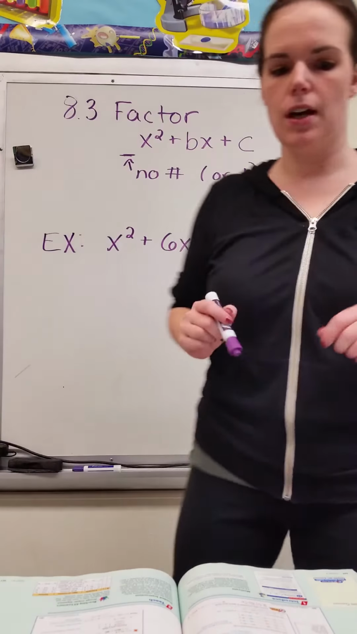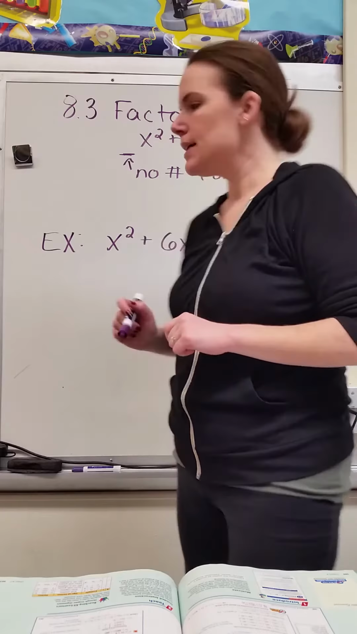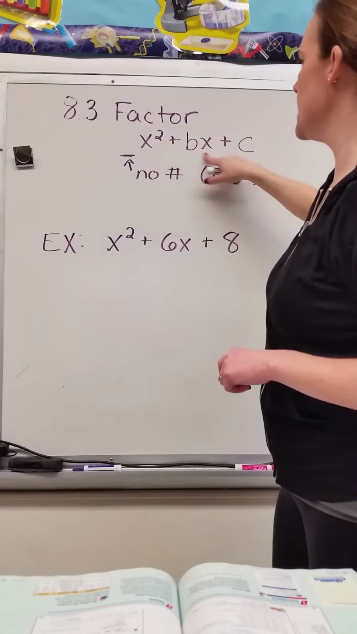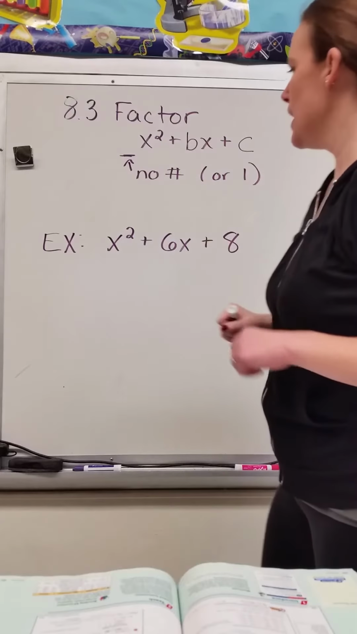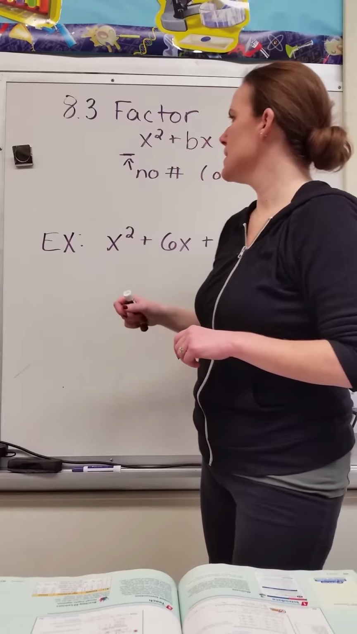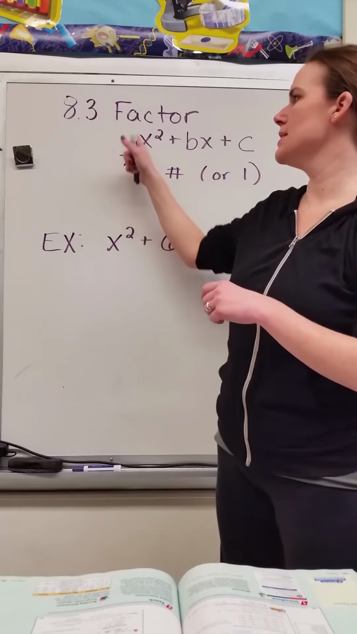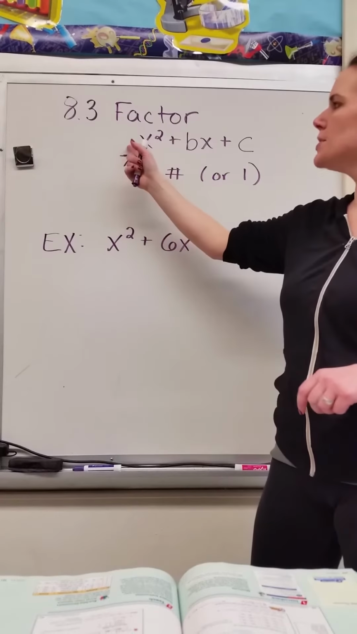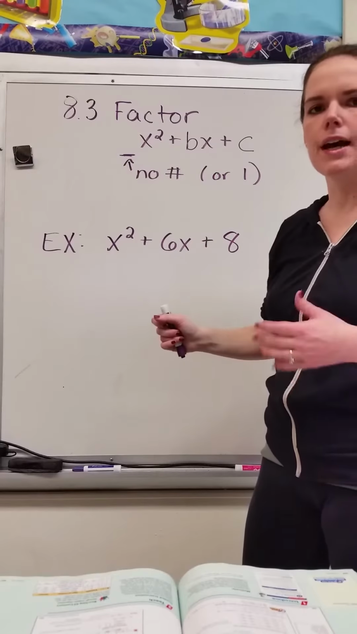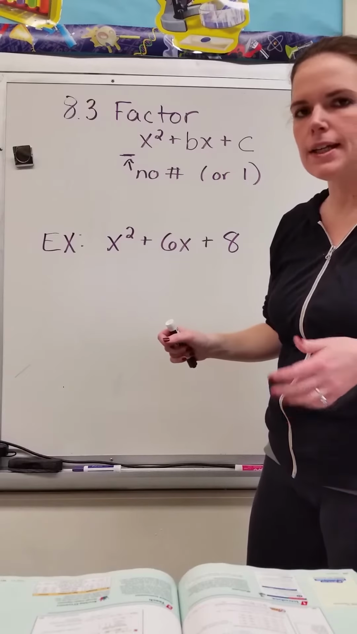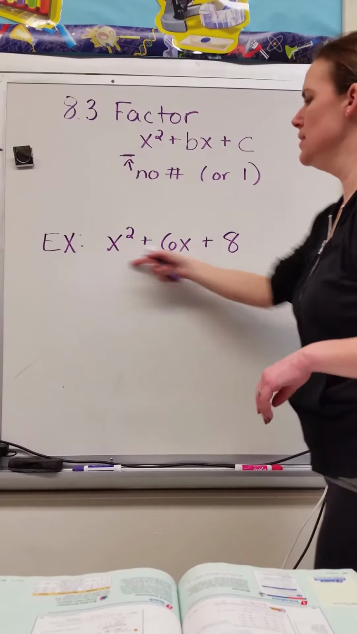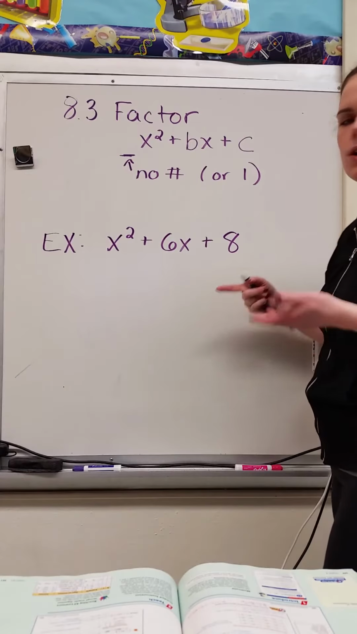This is section 8.3, and it's about factoring things that look like this: x squared plus bx plus c. And what that's basically saying is you have to notice there's nothing in front of this x squared. When they start putting numbers in front of this x squared, you're going to have to use a different factoring technique. So here's an example of a problem that we would solve like this.